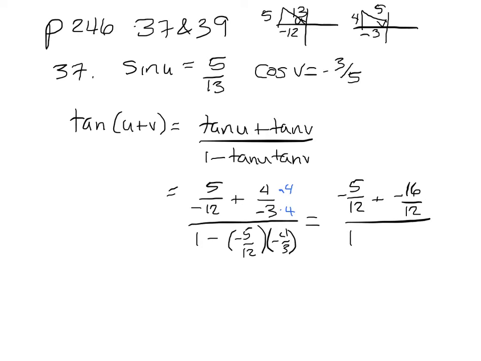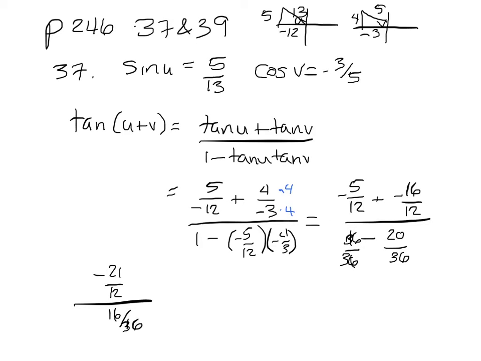On the bottom I'll go ahead and multiply. If you look here, I actually have 1, 2, 3 negatives, so this is going to end up being a minus. And then 5 times 4 is 20, and 12 times 3 is 36. On the top, I can put those together and get a negative 21 over 12. On the bottom, I need to make this a fraction and get a common denominator, so I multiply top and bottom by 36, and 36 minus 20 is 16 over 36.